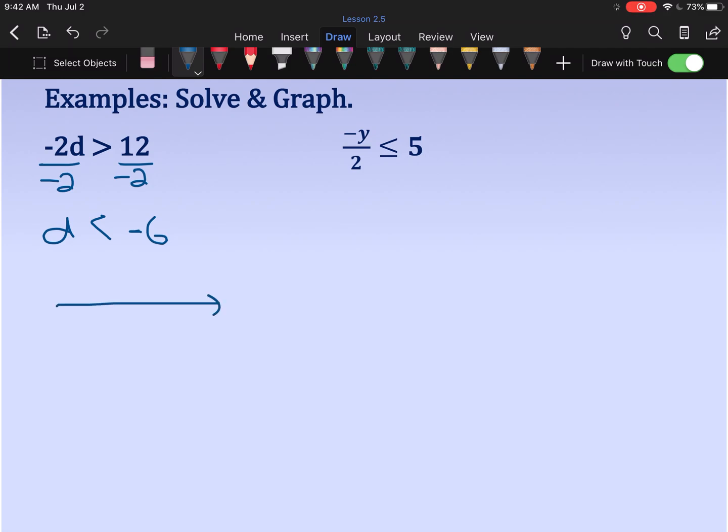It's just one additional rule to pick up. It's only for multiplication and division. So D is less than negative 6. We'll throw our symbol above the negative 6 and our arrow to the left.